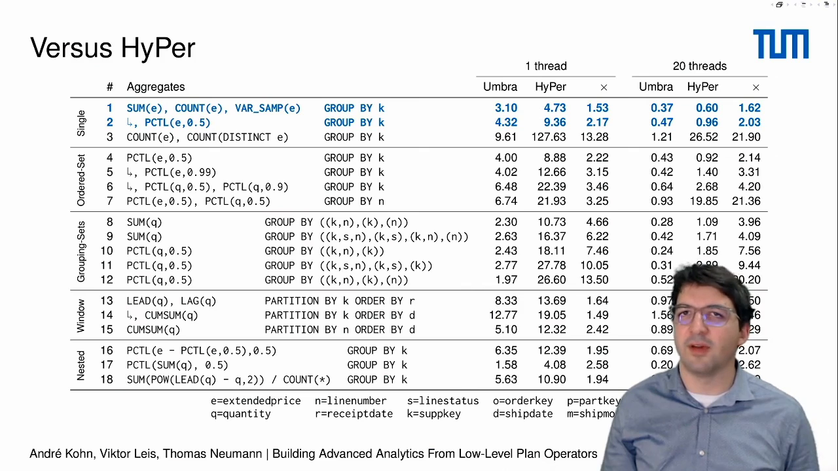We designed a set of 18 queries to demonstrate the advantages of our framework over monolithic aggregation operators. All of the queries aggregate the relation lineitem of TPC-H at scale factor 10. Let's take a closer look at 6 of these queries. The first query computes the three aggregates sum, count, and variance of the attribute extended price grouped by supplier key and has a very similar performance in Hyper.